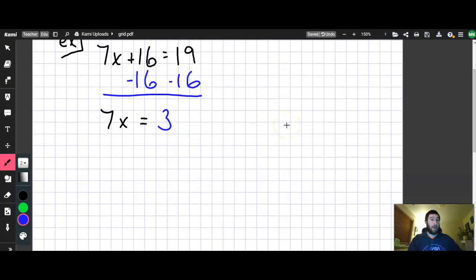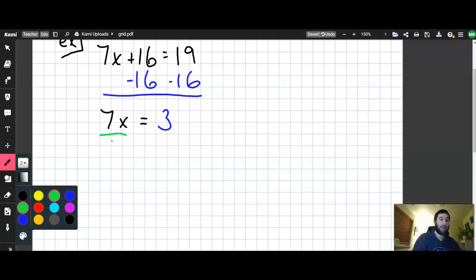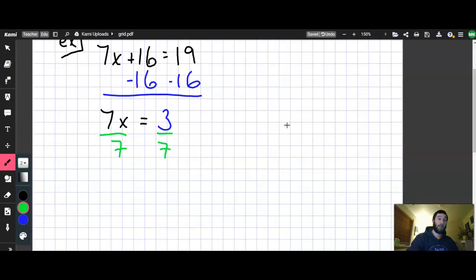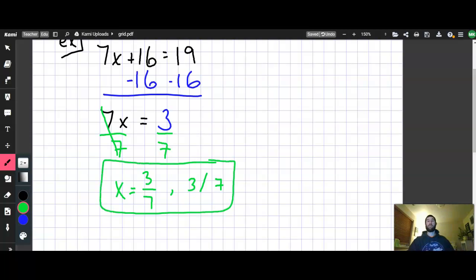Now, as you guys may have already predicted, 7 does not go into 3. So when we divide by 7 on both sides to get x by itself, the 7s will cancel out on the side with the x, just leaving us with x by itself. But on the side with the 3, because 7 doesn't go into it, we just leave it as a fraction. We would leave our answer as 3 over 7. So when you go to type it into the computer, you would be typing in 3/7, just like that.